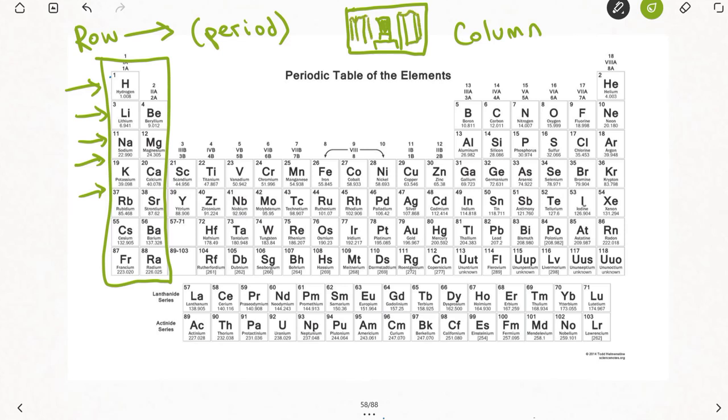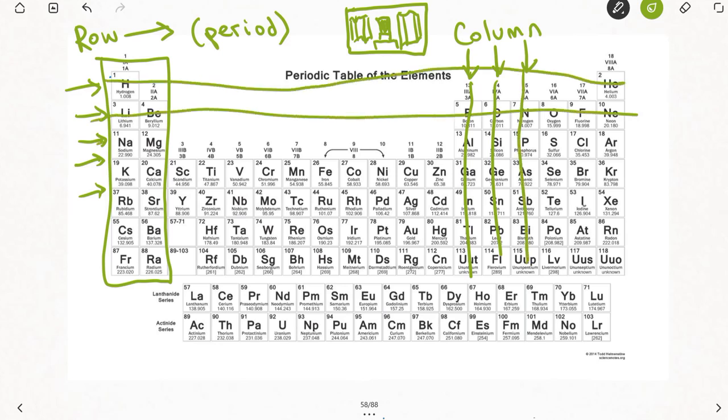So columns go up and down. That's how I remember which is rows and which is columns. Columns are the ones going down. So this would be a column, this would be a column, this would be a column, and so forth. And going across, these are rows. Row 1, row 2, or periods, same thing. Period 3, period 4. Anyway, you get the idea.